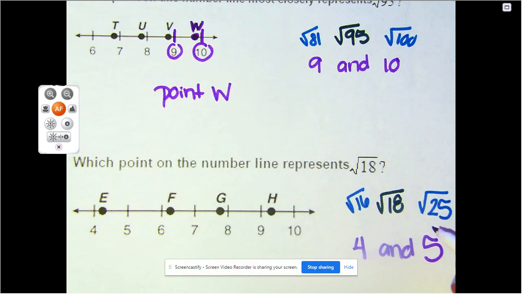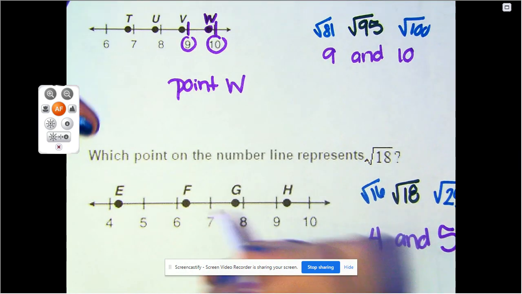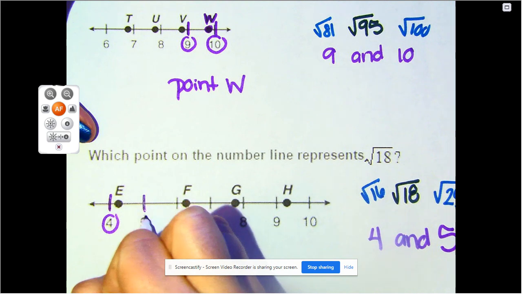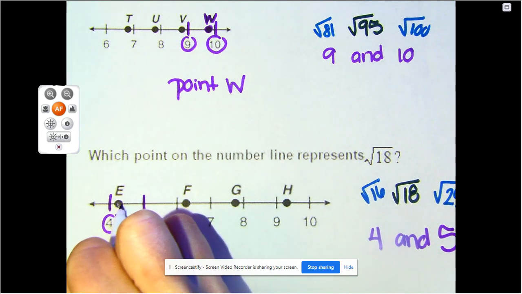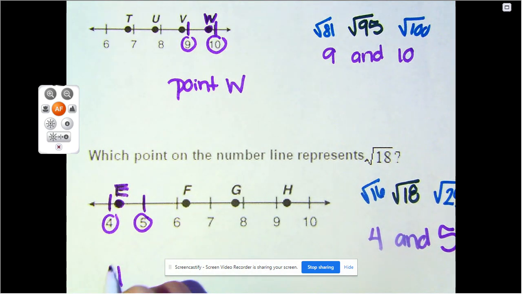So you're looking for the point on the number line that is between the numbers 4, which is right here, and 5. And there's only one point located between those two. So point E is your answer.